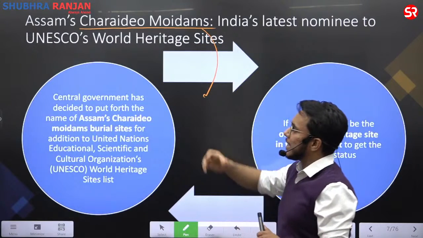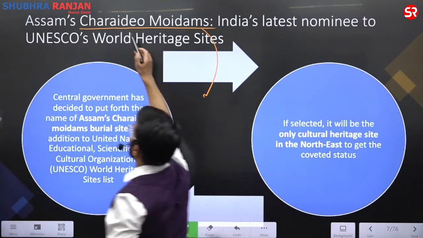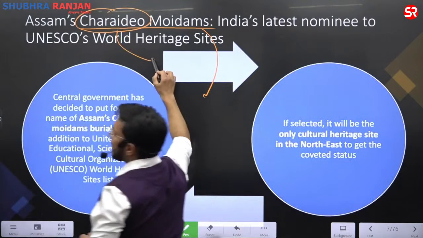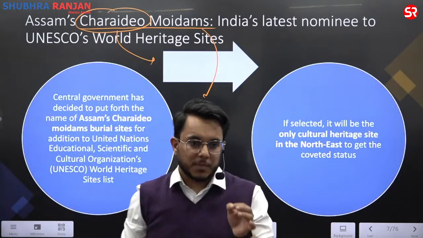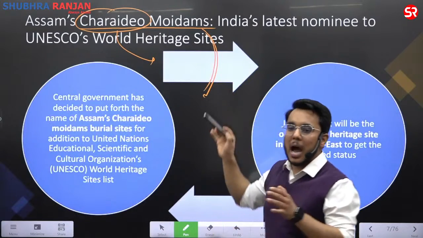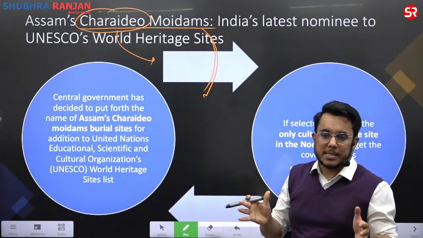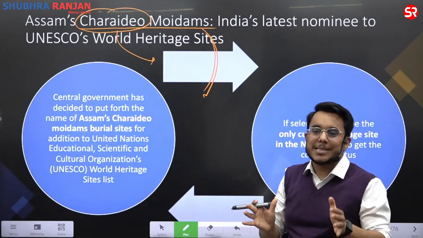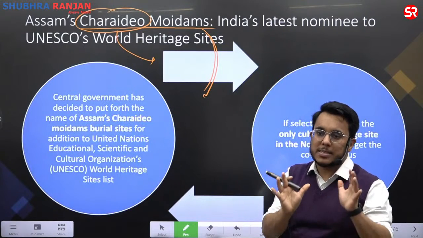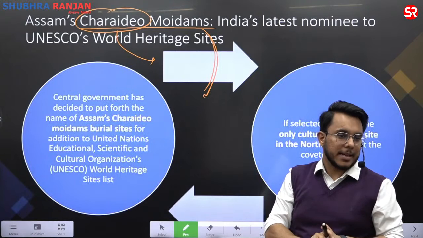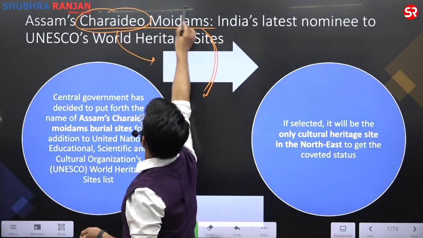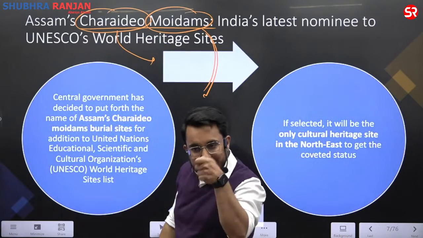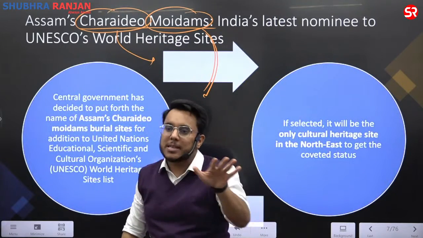Now first of all understand this thing that when we talk about Charaideo, it is a district in Assam, and in the district of Charaideo, these Moidams are a kind of burial sites. And these burial sites have been asked that they should be recognized as a World Heritage Site. So what is the name of the structure? What are the structures? Structures are the Moidams. And these structures are scattered throughout Assam.